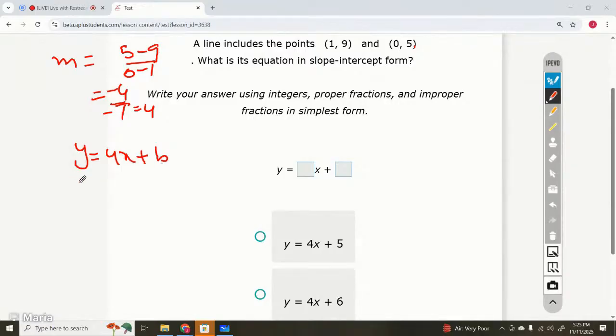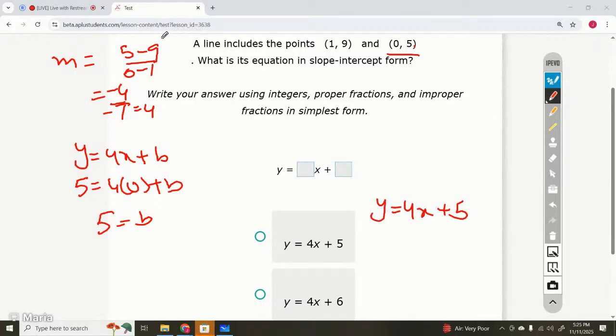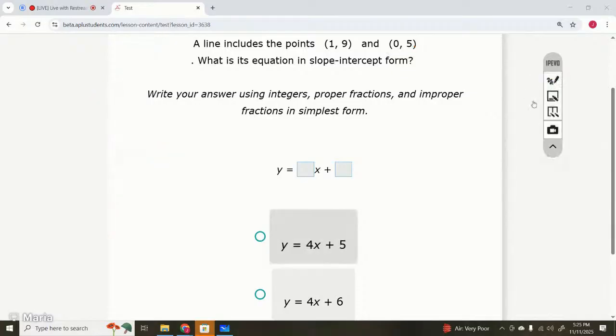So I'm going to use the second one, (0, 5). 5 is equal to 4 times 0 plus b, so b is 5. So the equation is y equals 4x plus 5. So the correct option is y equals 4x plus 5. Option number 1 is the correct option.